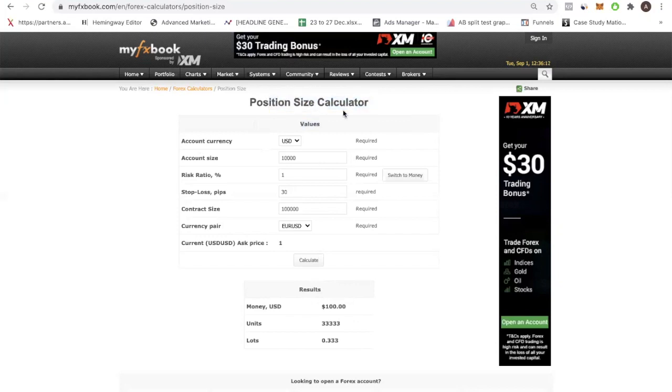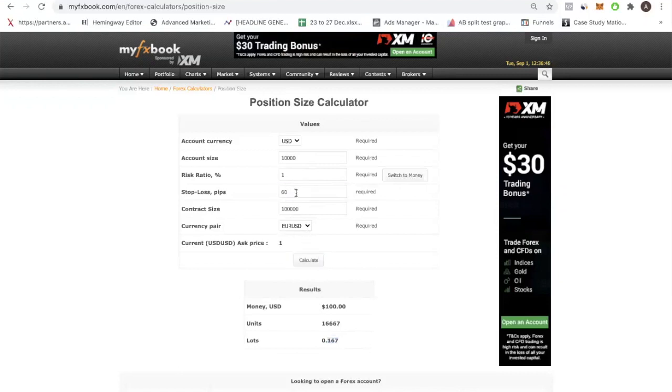So in this position size calculator, let's assume that your account size is 10,000 and you're risking 1% per trade. So that's about $100 per trade. So if you're wrong, you're going to lose $100. And let's say you're trading euro dollar and your stop loss is 30 pips. So what happens is that if your stop loss is 30 pips, you can trade a position size of 0.333.